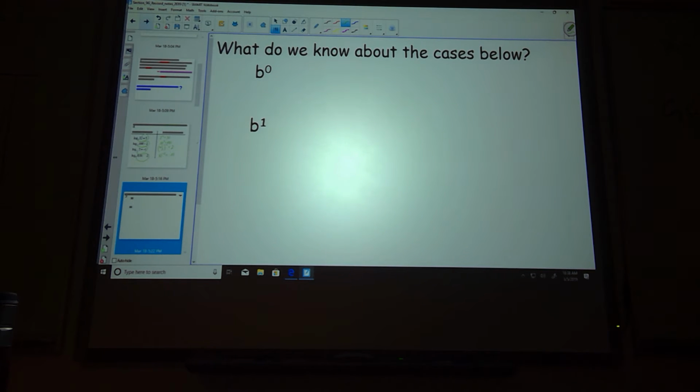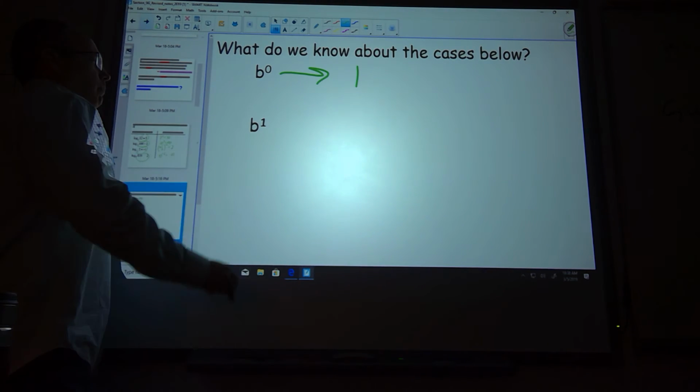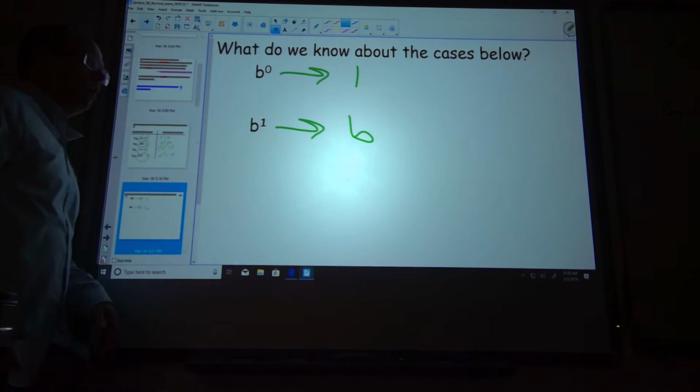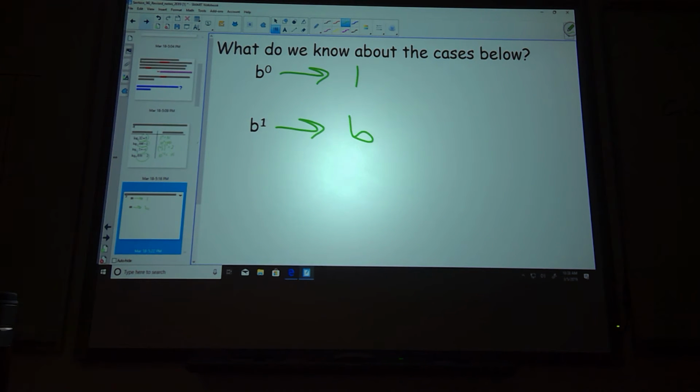All right. Hey, so what do we know about the cases below? Well, b to the 0, this has to equal 1. And b to the first, that has to equal b. Oh, okay. Glad we have a whole slide for that.